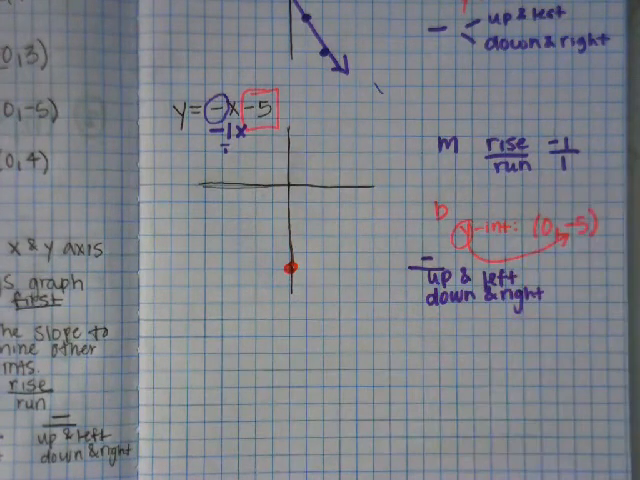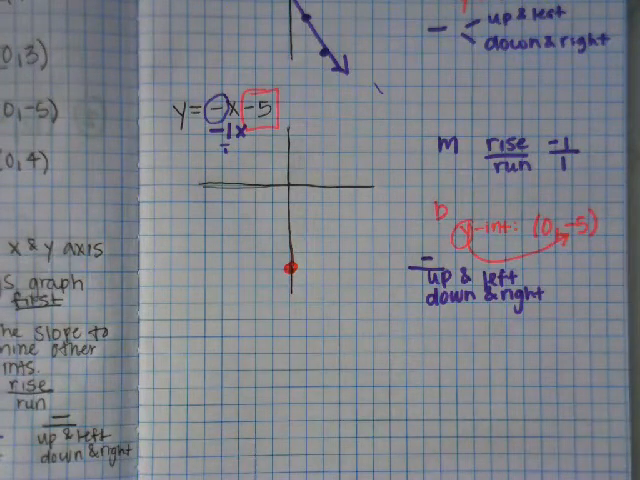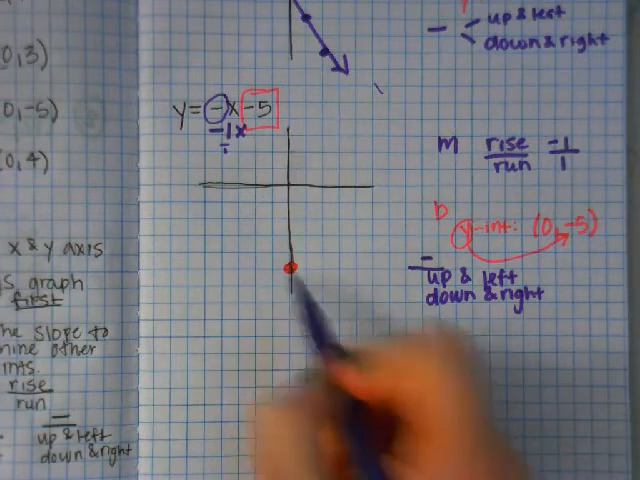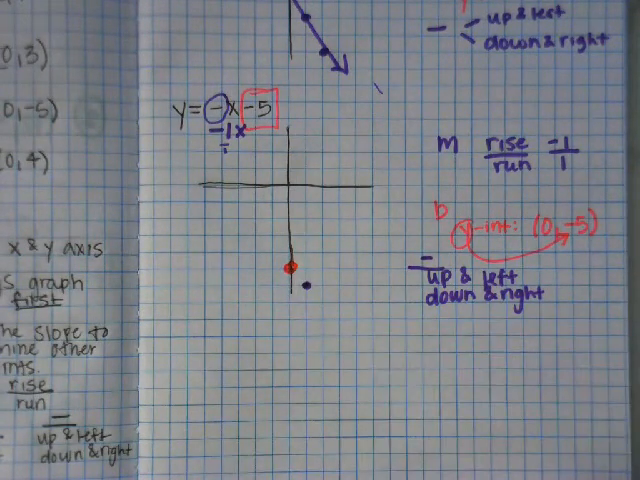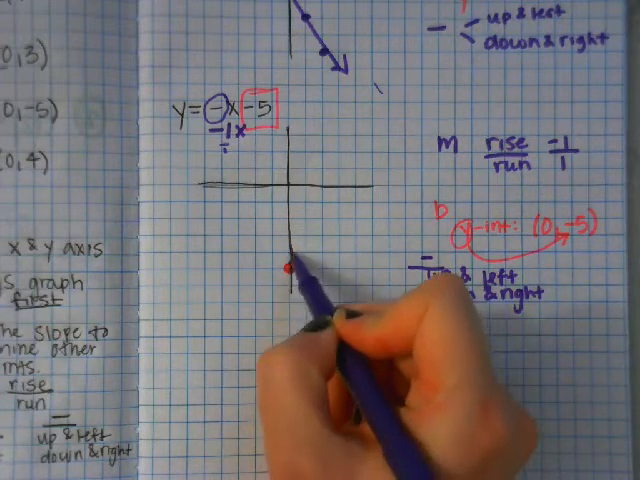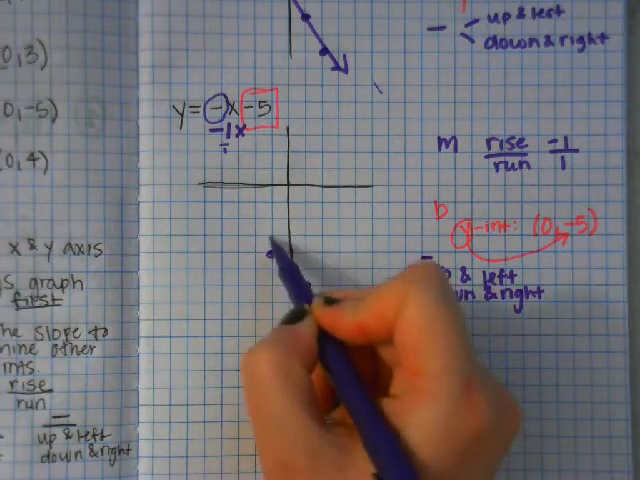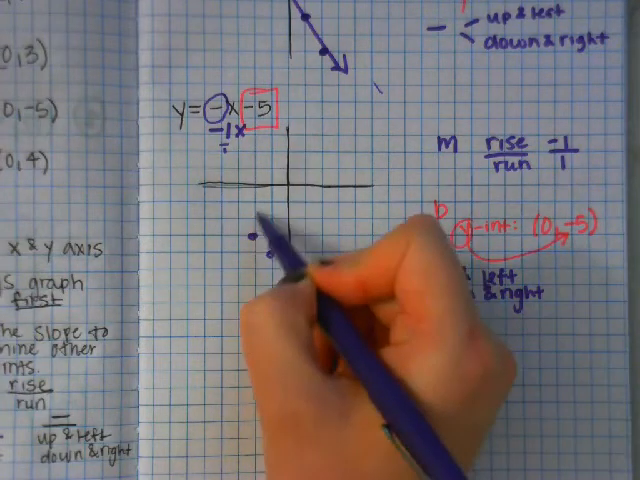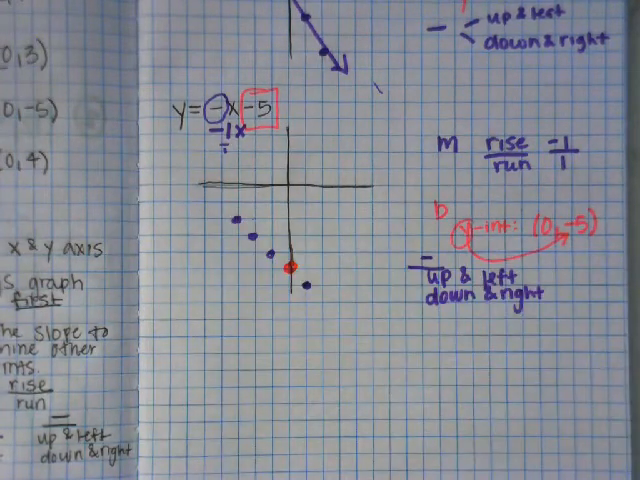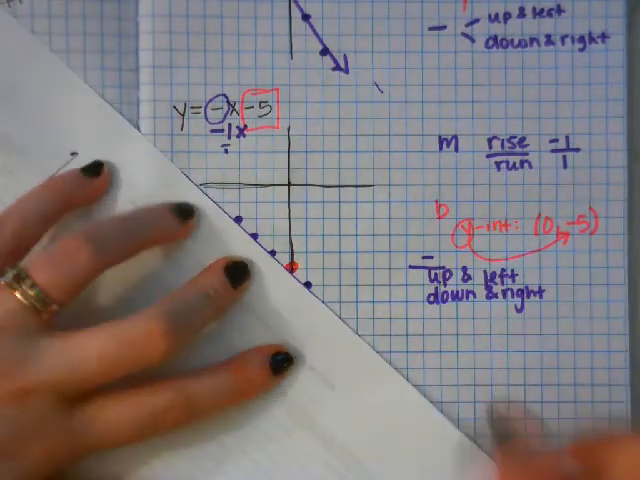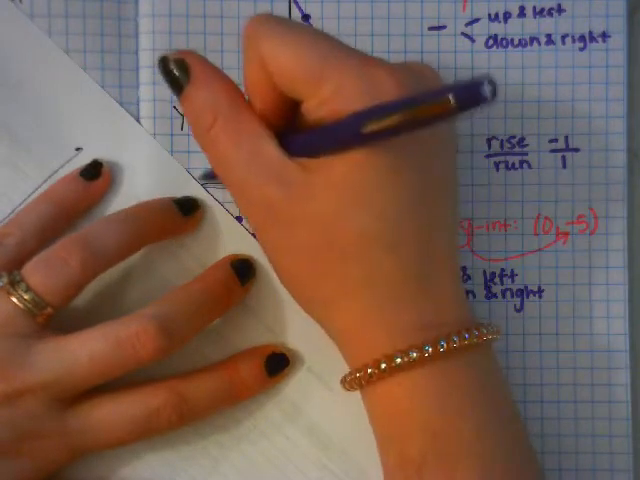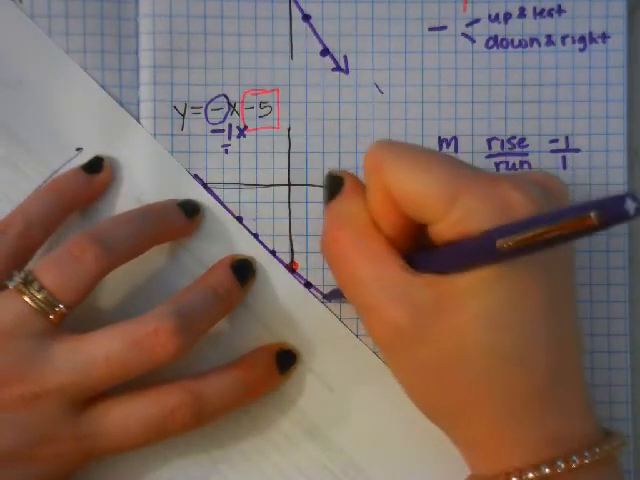Now in this case, it doesn't make a whole lot of sense to go down. I can for like 1 point, but if you notice, it's just going to run us off our graph. So let's do the down first. If I go down 1, right 1, puts me right there. Now I could also go up 1, left 1, up 1, left 1, up 1, left 1, right? And that gives us a graph of the function y equals negative x minus 5. And we just connect our dots, and we have the graph.